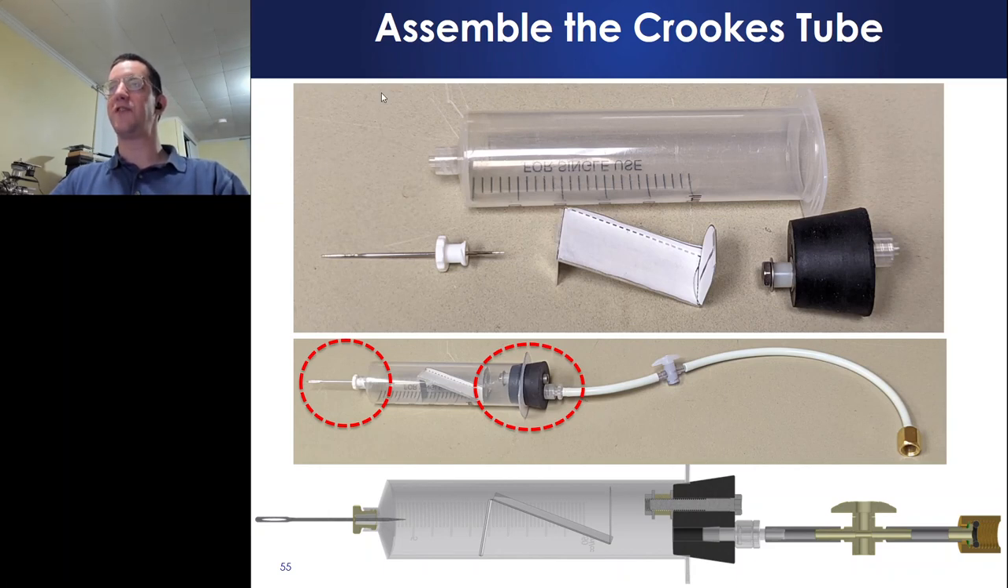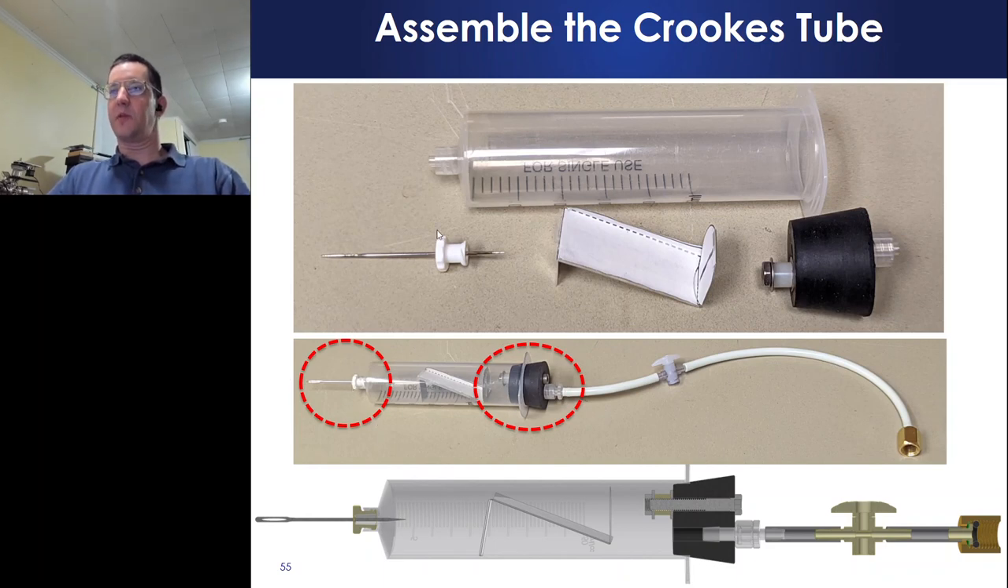If you receive an assembled plasma demo kit, you will assemble the Crookes tube out of a pre-assembled needle assembly, phosphor screen, syringe body, and stopper assembly. If you receive individual parts, you'll have to assemble these components as described in the assembly video. The rubber stopper assembly may be dismantled to give students an extra assembly task.